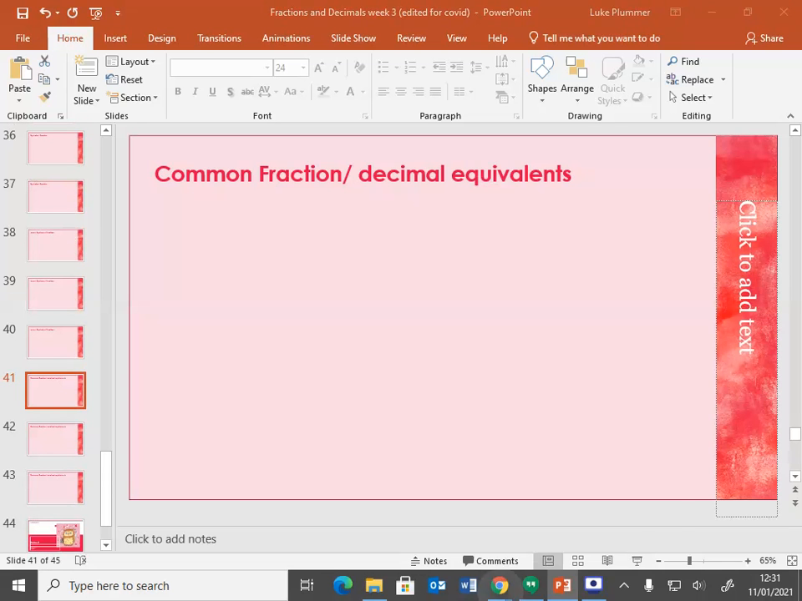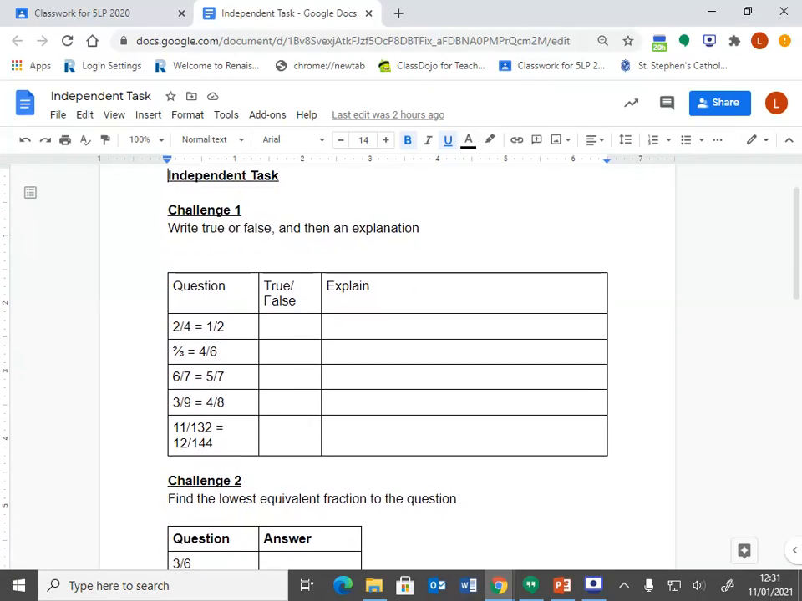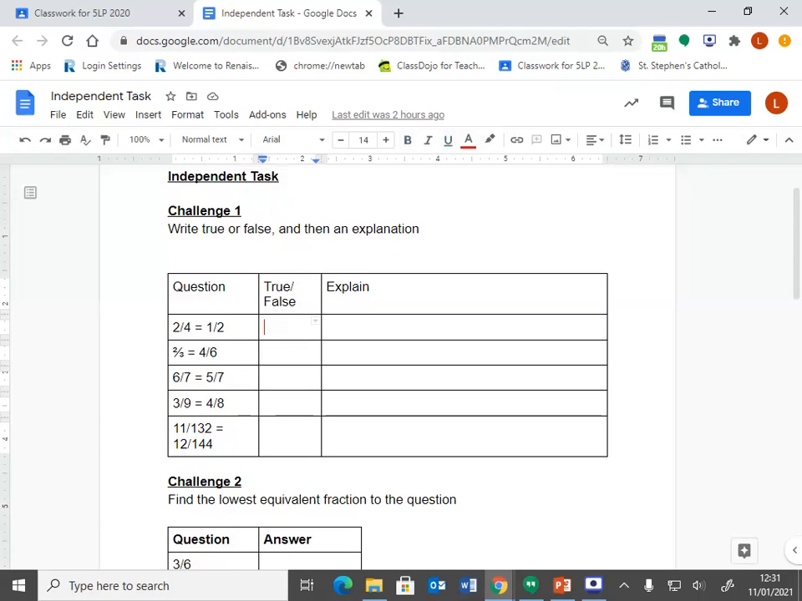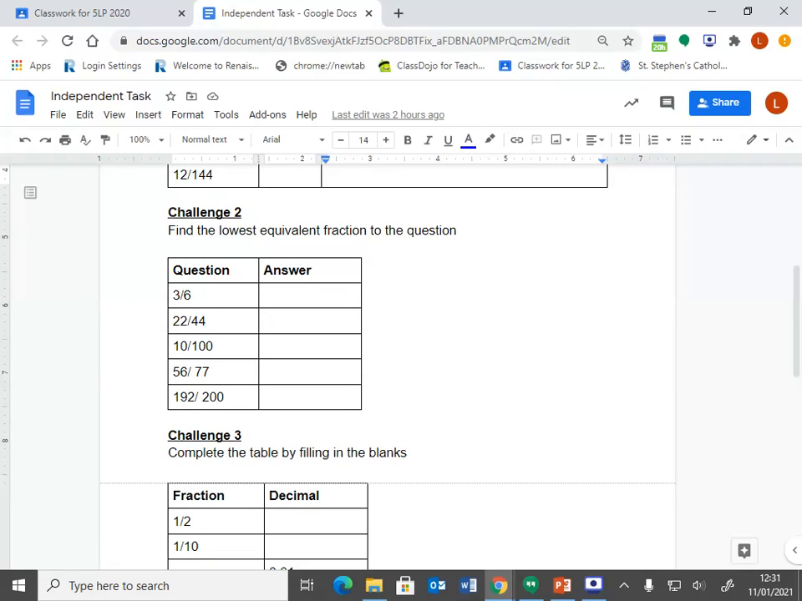Please now have a look at your independent task. Challenge 1, I have asked you to tell me whether the two fractions are equivalent to each other and then explain why. And you can go back to that first little bit of this video to see how I check whether fractions are equivalent to each other. This time, I'm finding that lowest fraction. So again, you can go back to the middle block of this video and have a look at how to work those out. Remember, it must be not just lower, but the lowest.